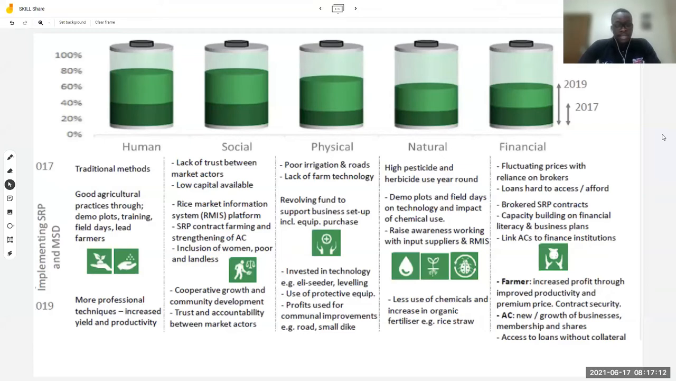So we have five batteries, as you can see on the screen. And each battery represents an asset, as Claude has mentioned. So we have the human battery, social, physical, natural, which is also environmental, and financial, which is also economic. So the first step is to identify the various vulnerabilities. The first step is to identify that particular stress or shock that your community is experiencing. So once you identify that, then you'll be using the battery tool to establish the vulnerabilities.